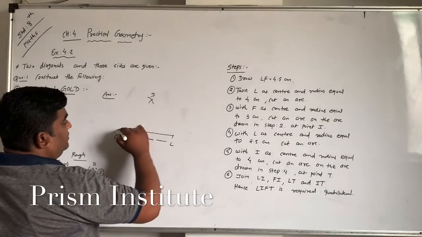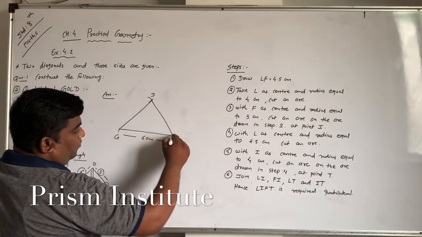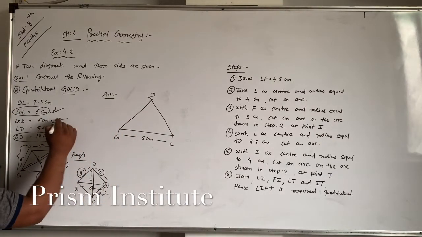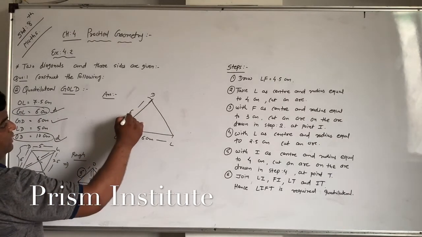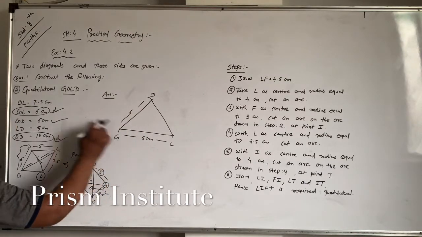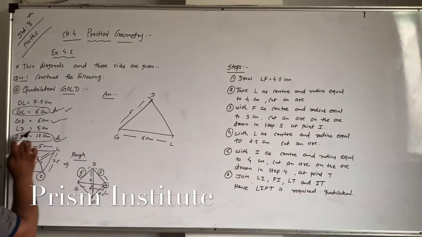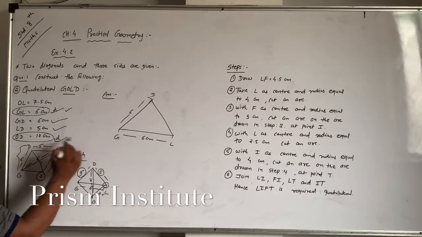So now connect this. So here GD is 6 centimeter. Now GL is 6. So GL is done. Now DL. Here DL is 5 centimeter, also done.